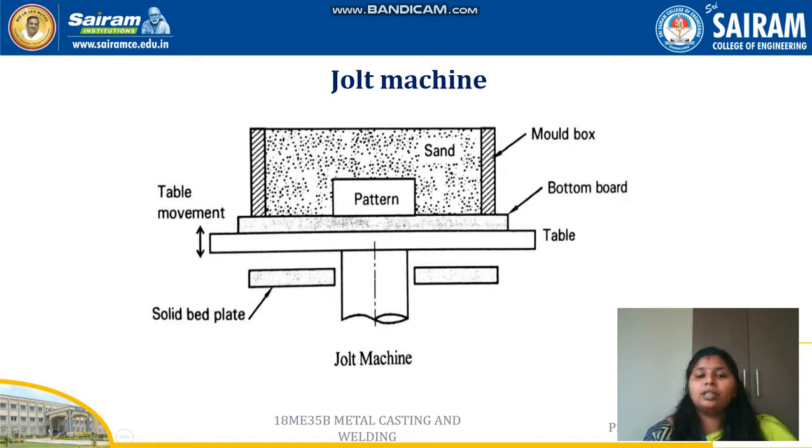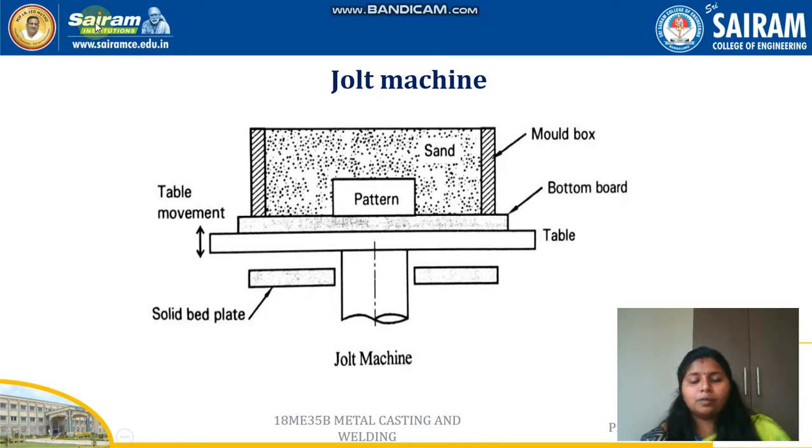In the operation, the mold box with a pattern and sand is placed on it. The table is raised to a short distance. Since the table is of movable type, it is raised to a short distance and then dropped down under the influence of gravity against the solid bed plate. It is moved upward and dropped. Due to this, the jolting action takes place, and because of the jolting action, the sand gets rammed and the cavity is produced according to the pattern needed.